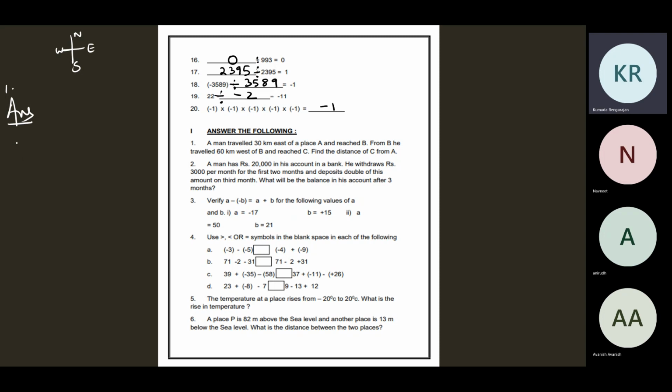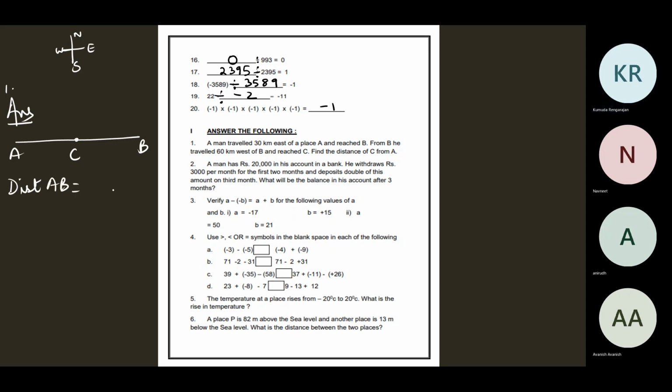A, B, C. Distance AB, that's what you should write. Distance, you should write fully, okay? I don't have place, so I'm just writing distance AB is equal to how much? How much is AB? 30. Yes, you can go 30.